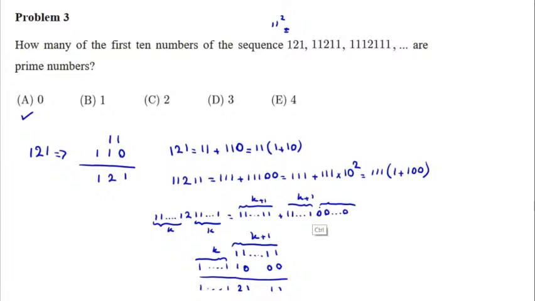And if you want to calculate this, it will be 1, 1, K plus 1 ones, times 1 plus 10 to the power of K. So it is a composite number. So we can conclude all these numbers are composite numbers. We don't have any prime. So the answer is A, 0.